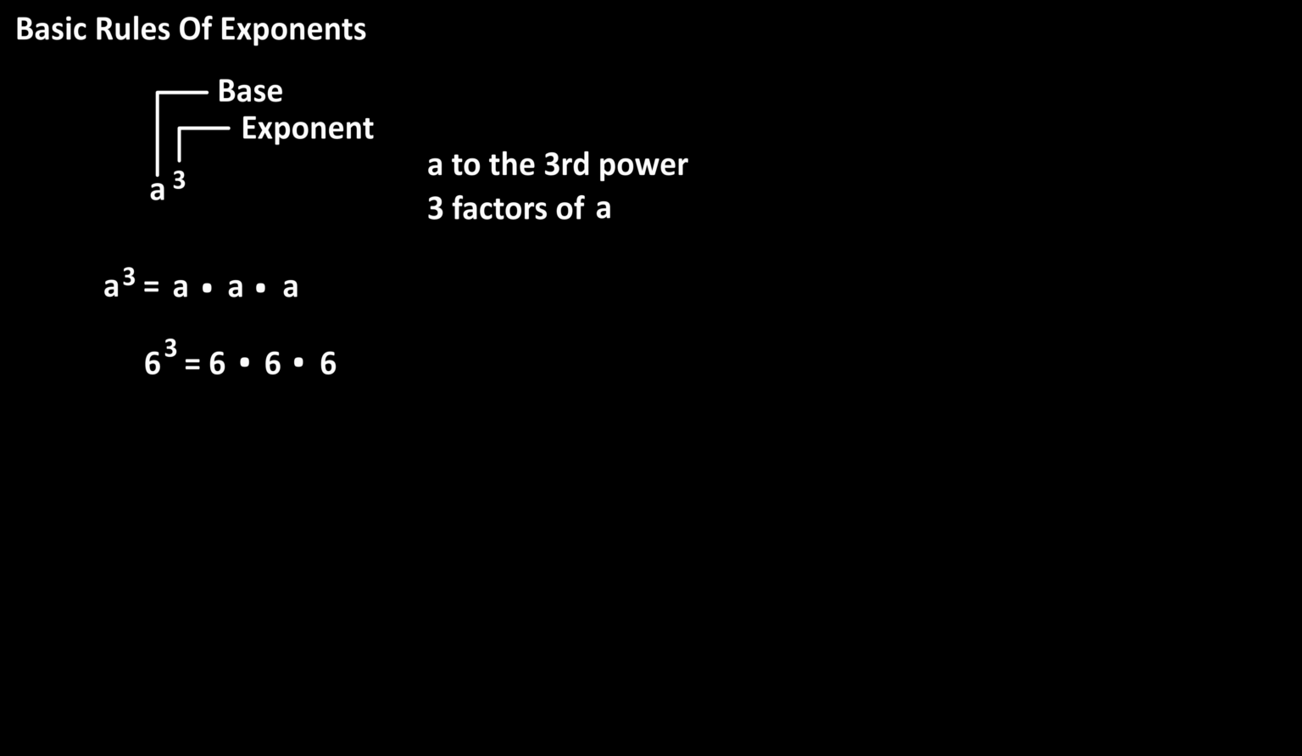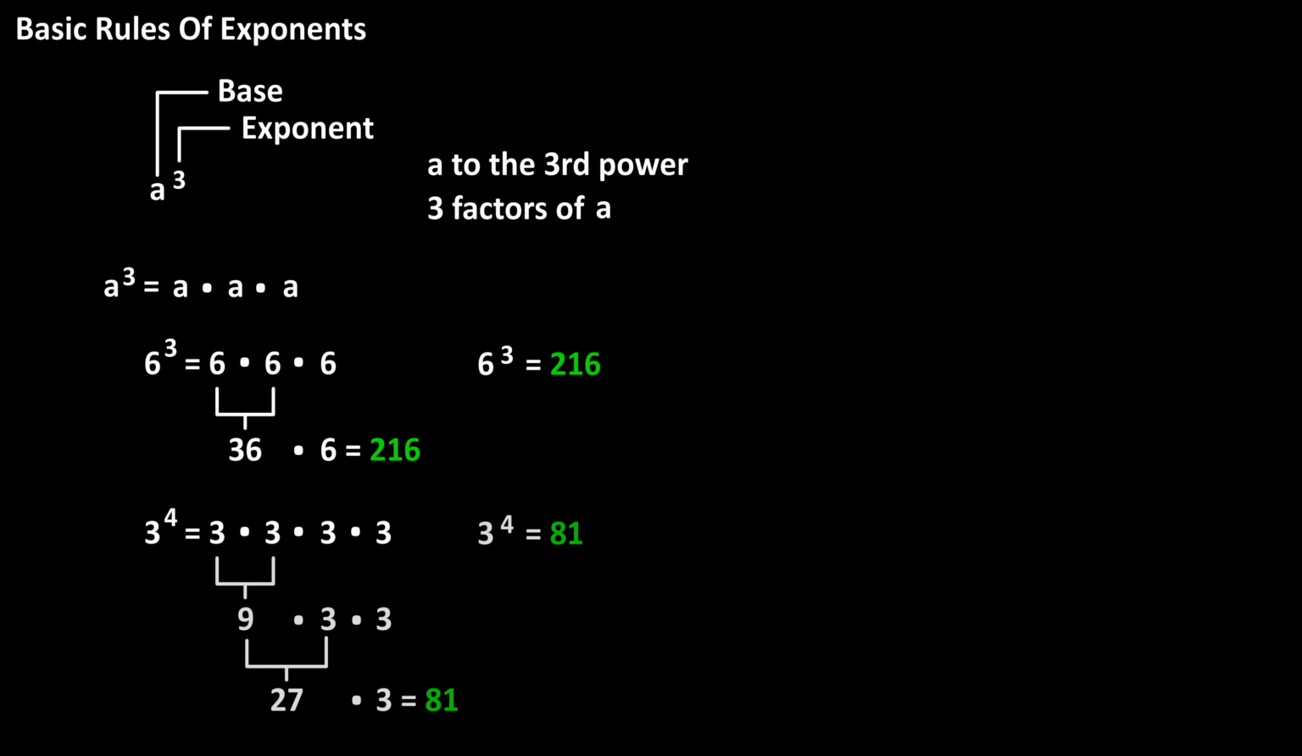This can be a bit confusing, so you can break it down. 6 times 6 is 36, and now we have 36 times 6, which calculates out to 216. So 6 raised to the 3 equals 216. As another quick example, 3 raised to the 4. This would be 3 times itself 4 times. 3 times 3 times 3 times 3, which calculates out to 81.